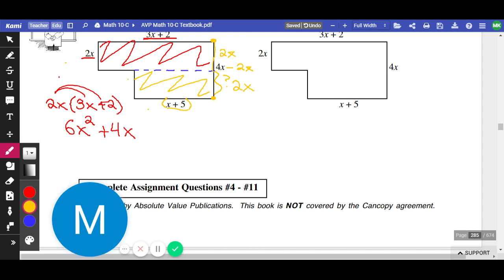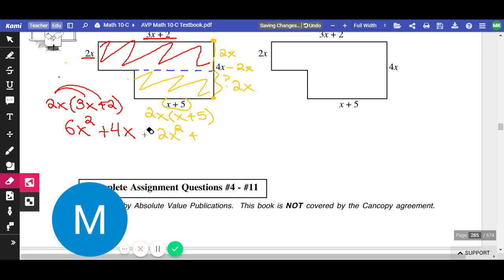If we do the area of the yellow guy, that means we have 2x times x plus 5. We distribute it in, we get positive 2x squared plus, actually, you know what, I don't know if that positive there. We get 2x squared plus 10x. That's the area of the yellow guy. 2x squared plus 10x. My final step is I have figured out the area of the red, right here, area of the yellow, right there.